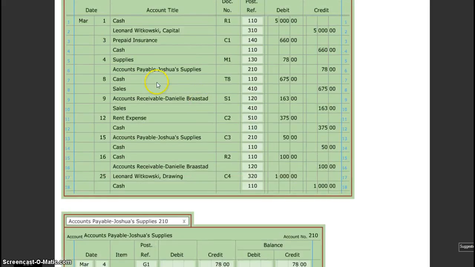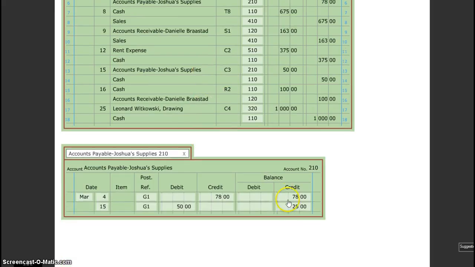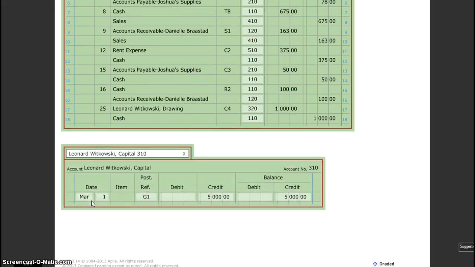Again, just looking up here, we could see the transactions. We bought supplies on account for $78 here, and then down here we paid some cash on account. But if you were just looking at this, it'd be very difficult to see the $28 balance. The capital, this is when he invested money in the business, so it was $5,000 at the beginning of the month. And then drawing, he took out $1,000 right here at the end of the month for his personal use.